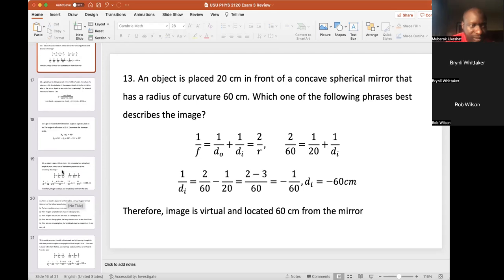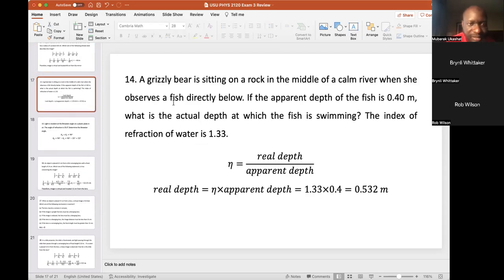Okay. Good. Next, a grizzly bear is sitting on a rock in the middle of a calm river when she observes a fish directly below. If the apparent depth of the fish is this, what is the actual depth given the index of refraction of water? So index of refraction is real depth over apparent depth. That's one equation. So this is really straightforward. So real depth is index of refraction times apparent depth. So it's just 0.4 times 1.33, and you get your answer for the real depth. As easy as that.